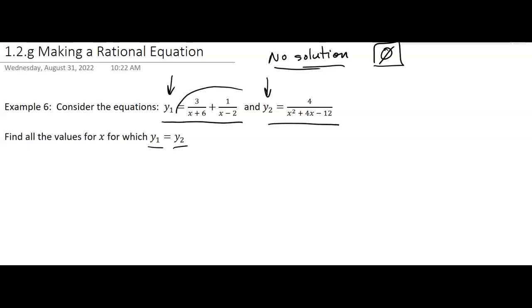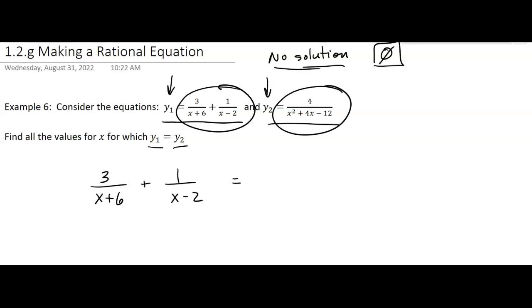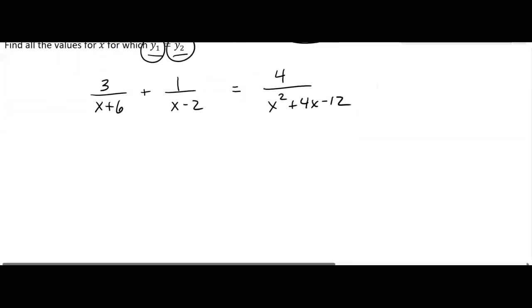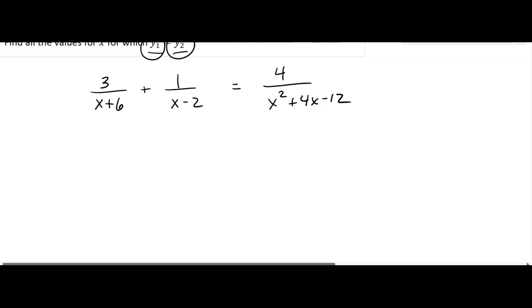So what we're doing is we're taking this 3 over x plus 6 plus 1 over x minus 2. And we're saying that's going to equal y sub 2, 4 over x squared plus 4x minus 12. Okay? So that's all the wording. We kind of had to make our own rational equation, and we're doing that because they said y sub 1 equals y sub 2, and so we set up that equation.